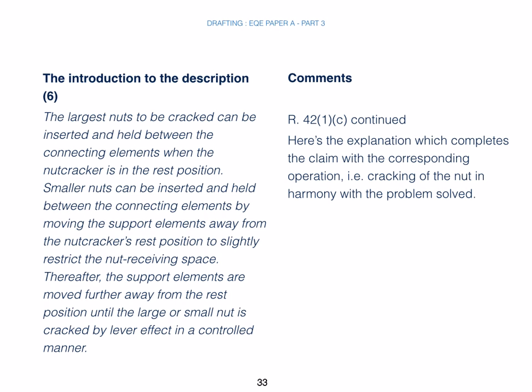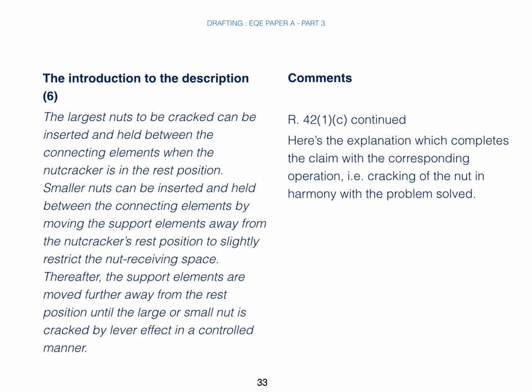And it explains the largest nuts to be cracked can be inserted and held between the connecting elements when the nutcracker is in the rest position. Smaller nuts can be inserted and held between the connecting elements by moving the support elements away from the nutcracker's rest position to slightly restrict the nut receiving space. And then it says, thereafter, the support elements are moved further away from the rest position until the large or small nut is cracked by lever effect in a controlled manner. And it's the last words which are really related to the problem that we have set up.